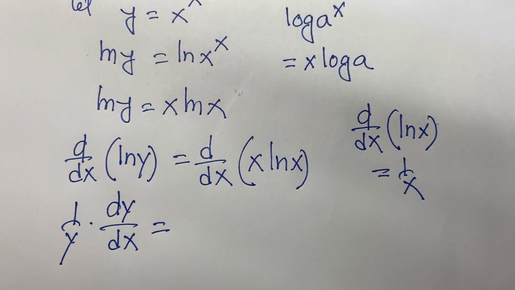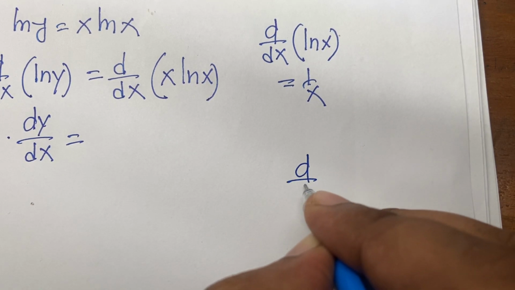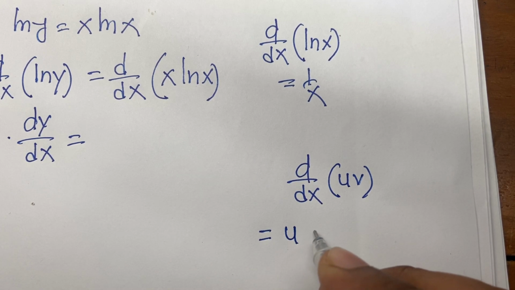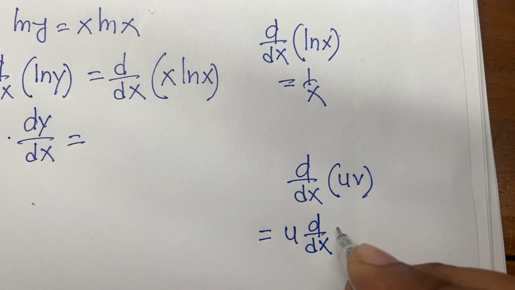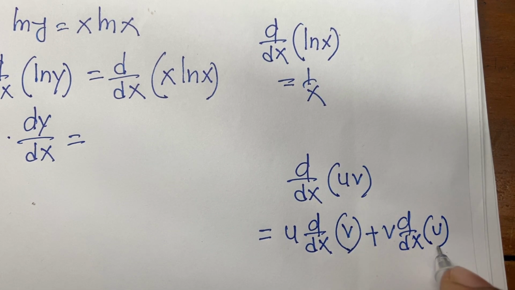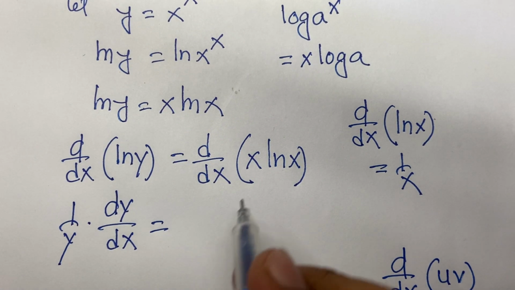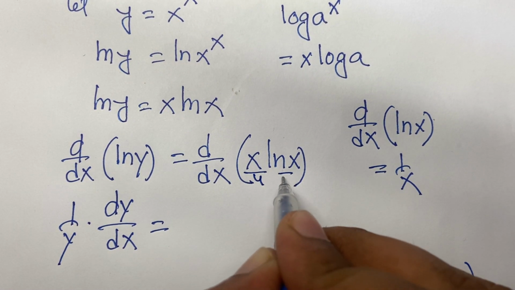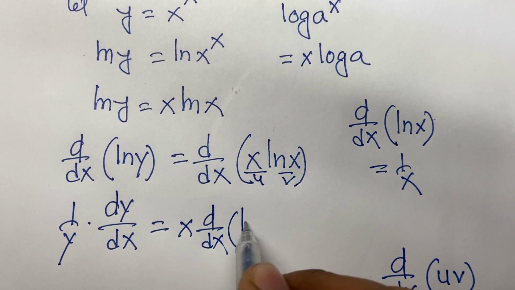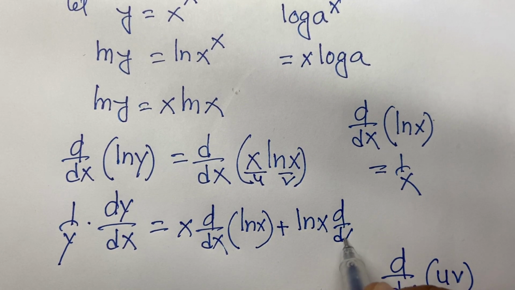So according to derivative rules, we know that derivative of uv equal to u d/dx v plus v d/dx u. Now I follow this rule in this line. This time I can say here is u and this is v, so x derivative of ln x plus ln x derivative of x.